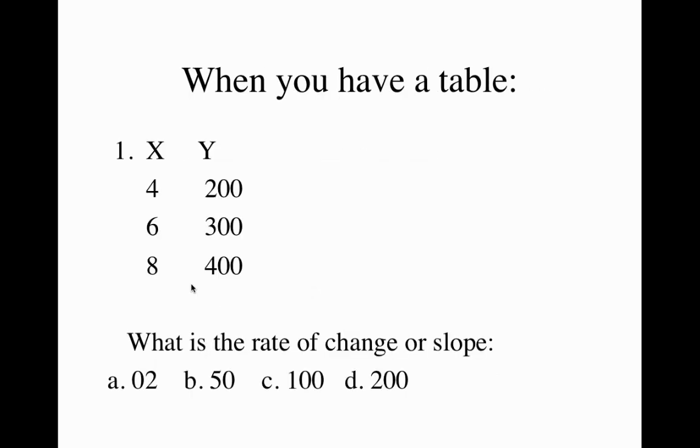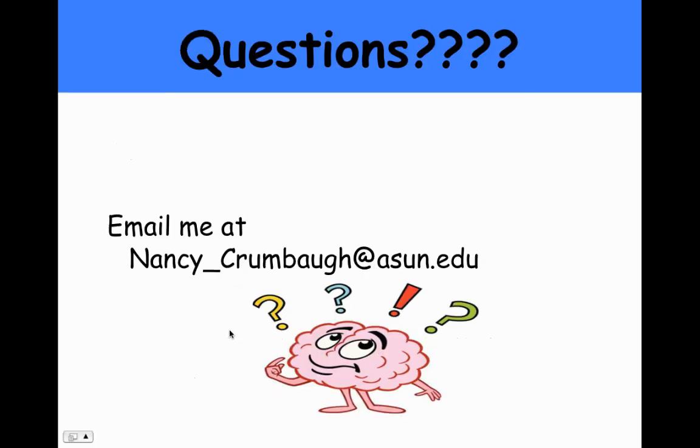Here you have a table, 4 and 200, 6 and 300, 8 and 400. What's the rate of change? I'm going to take 200 divided by 4 gives me 50. 300 divided by 6 gives me 50. 50 is my rate of change.